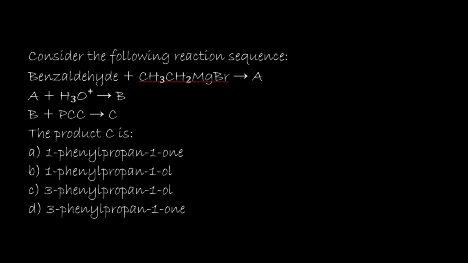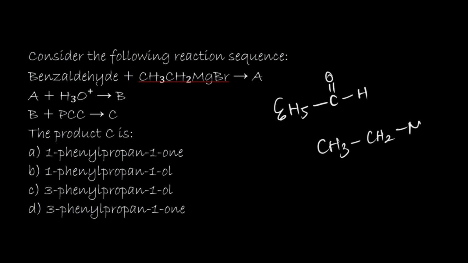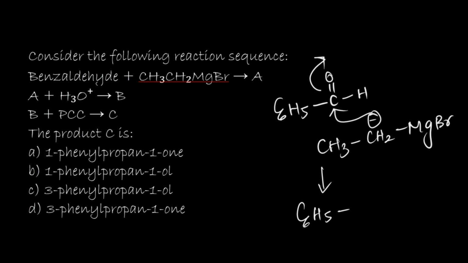Consider the following reaction sequence. Benzaldehyde with Grignard reagent gives A. Then that is undergoing hydrolysis to form B. So let's see the first step, CH3CH2MgBr. This part, which is negative over here, will attack and form a magnesium intermediate. Then that is undergoing hydrolysis, that will give C6H5CH(OH)CH2CH3, and with PCC, that is forming C.